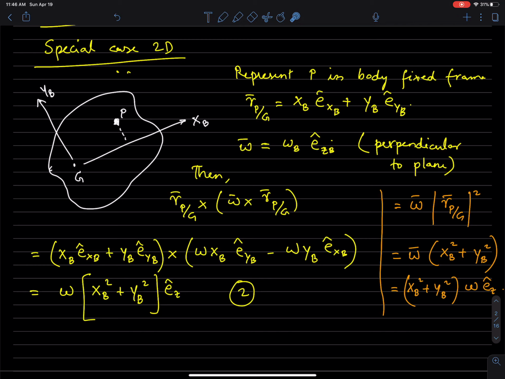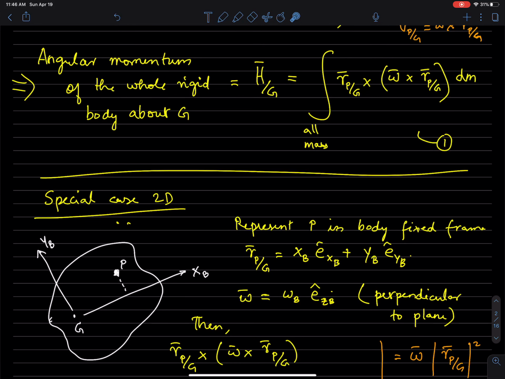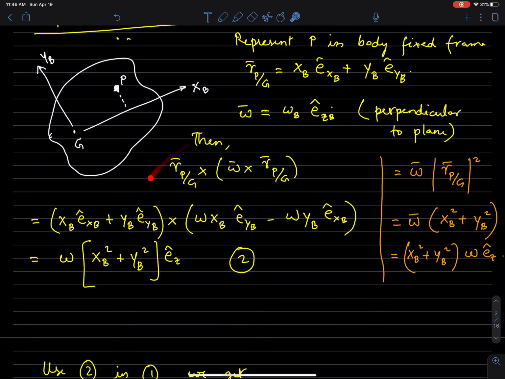So that's Rp with respect to G. We just defined the coordinates of any point P. Omega, because it's a 2D problem, is just perpendicular to the plane, so it's only along Ez. You can call that ezb if you want, because all the Z axes are going to be the same for our purposes here. So this is the expression for the position of the point, and this is the expression for omega. Now let's compute this cross product, which is key here. We just plug these in and expand it out.